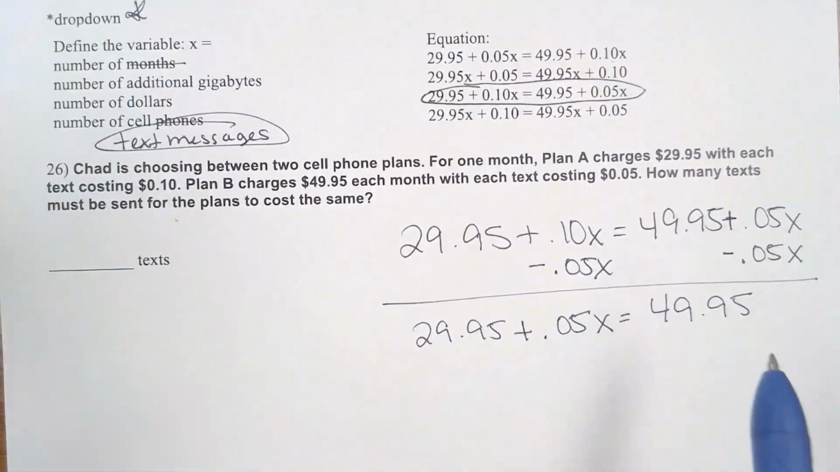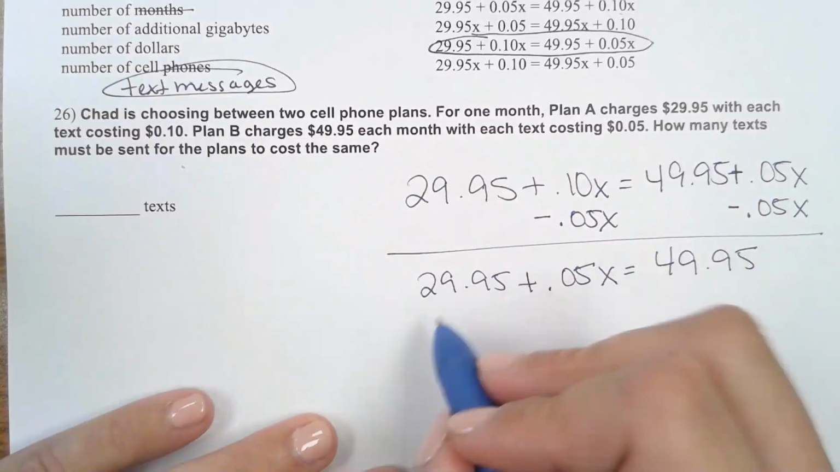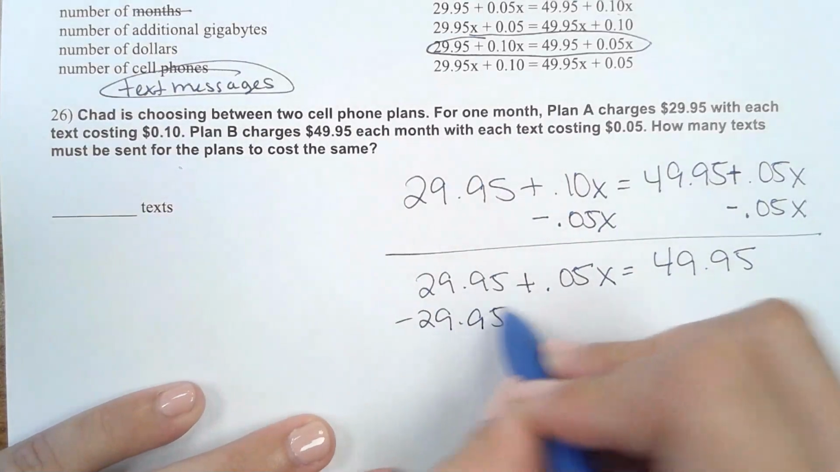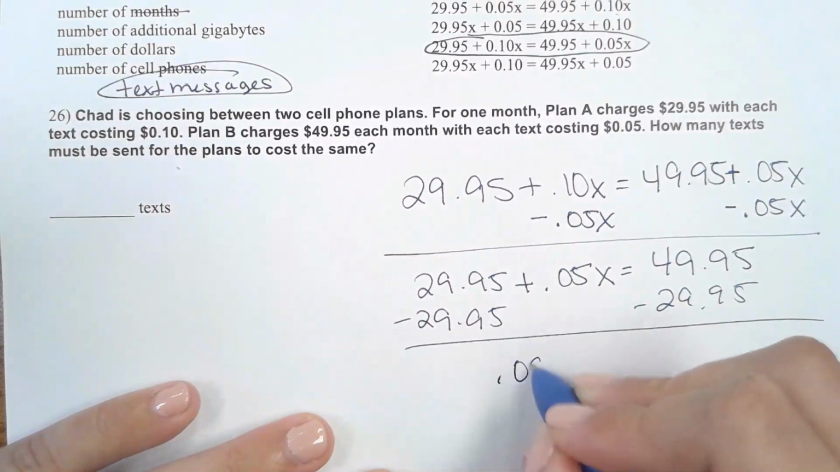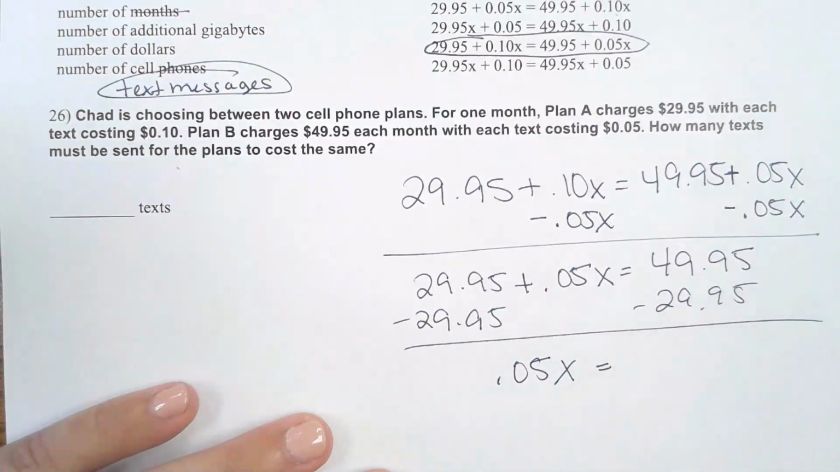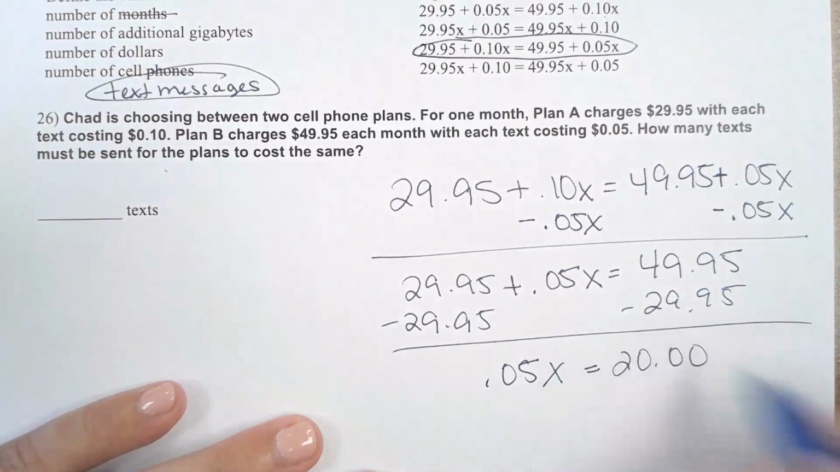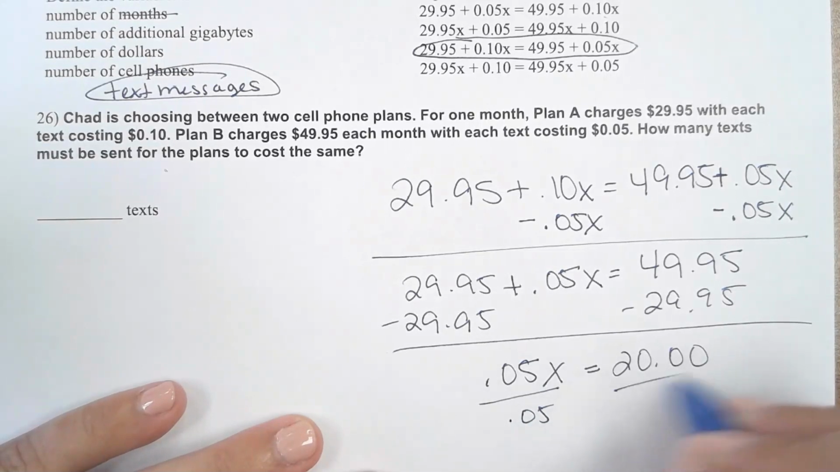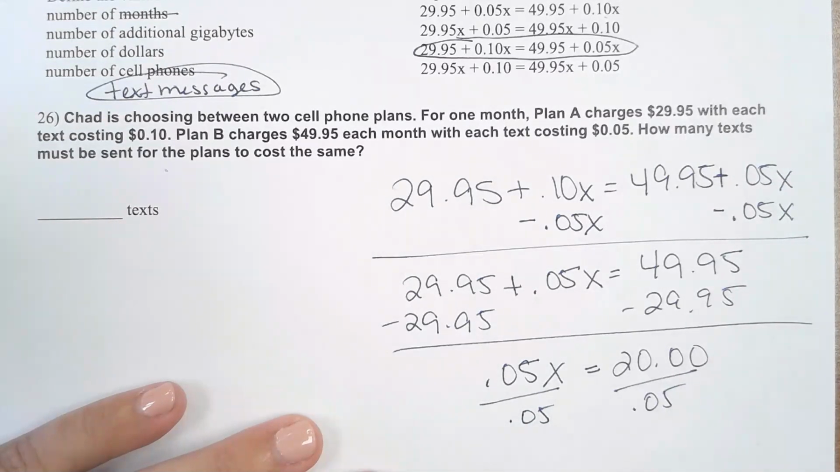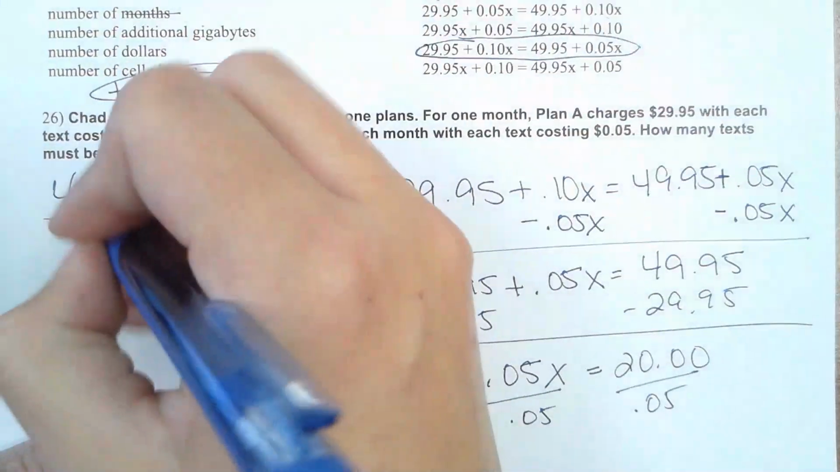Now it's just your basic two-step equation. So first step is to subtract the $29.95 from both sides. And we'll be left with 5 cents x equals, and then this would be $20. And then our last step is to divide by that 5 cents on both sides. So $20 divided by 5 cents gives us 400 text messages.